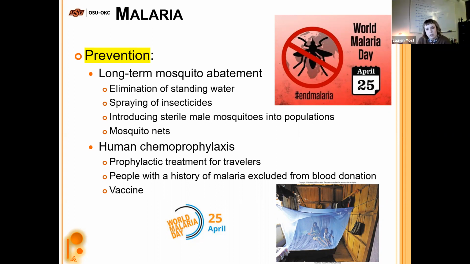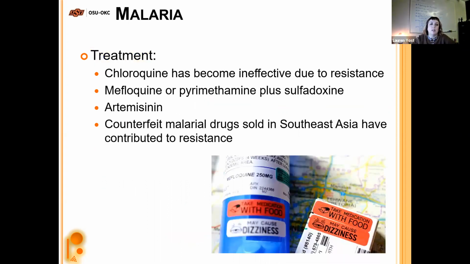Then mosquito nets. The mosquito nets themselves can also be impregnated with insecticide. We also want to, for people in the meantime, treat them prophylactically. So chemoprophylaxis, so treating with drugs. You go to an area with malaria, they will give you prophylactic treatment with drugs that are used to treat malaria so that you don't get it. So people with a history of malaria can never donate blood, just in case there's some still hanging out there, and researchers are looking at development of a vaccine.